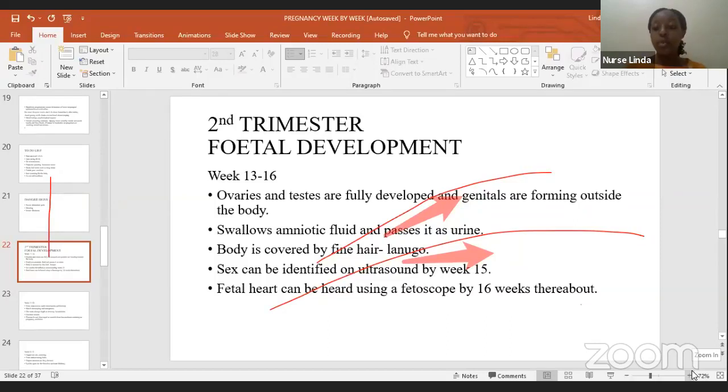Now, the baby at this point is also covered by very fine hair on the body that is known as lanugo. If you have had the chance of seeing a baby that is born prematurely, they normally have a lot of hair on their skin. That is what is called lanugo. And then the fetal heart can be heard at this point using a fetoscope.